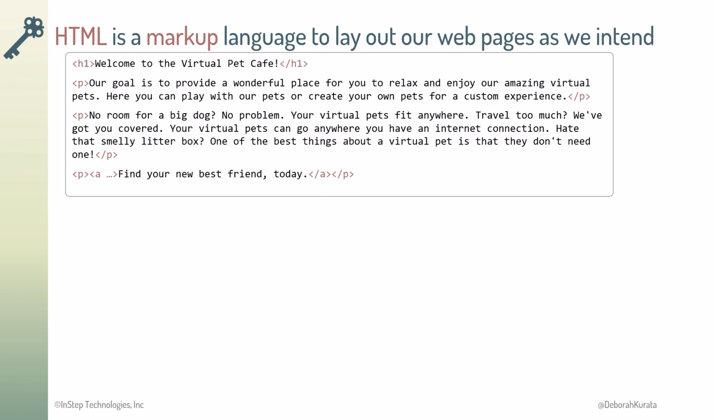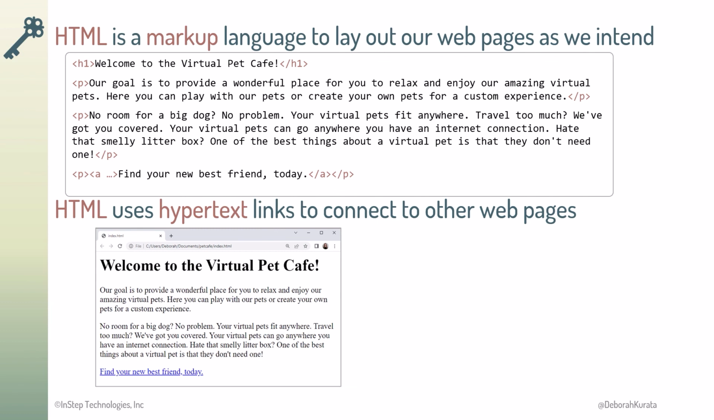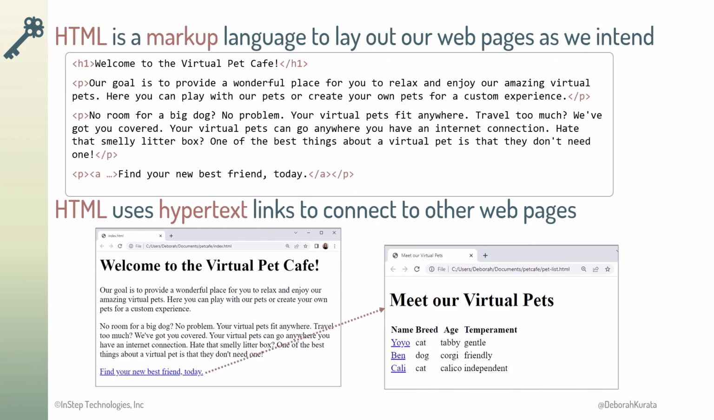So, HTML is a markup language we use to mark up a document. The markup describes how we intend our web page to be displayed. The browser reads the HTML and displays the web page. With HTML, we use hypertext links to connect to other web pages. Next, let's talk more about the syntax of HTML.